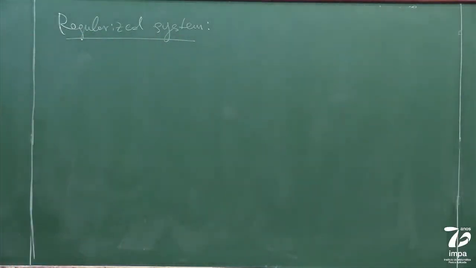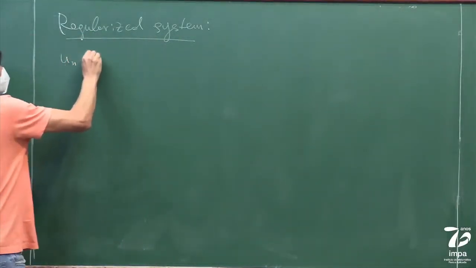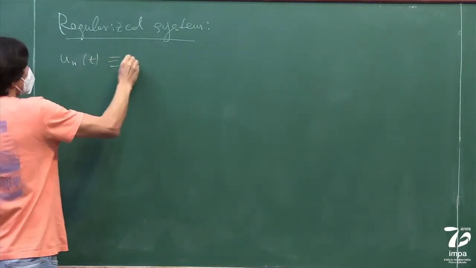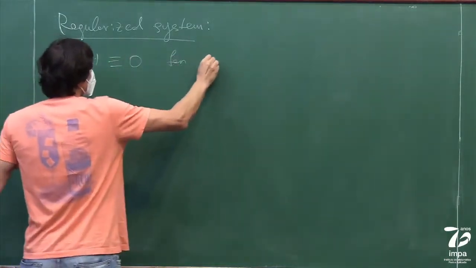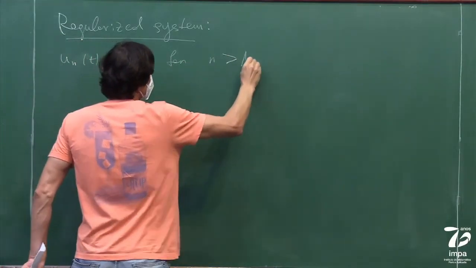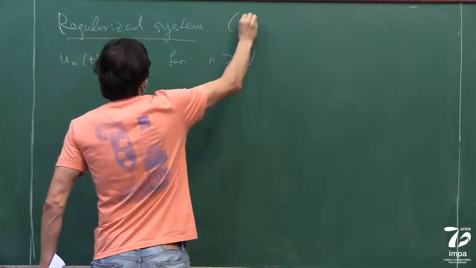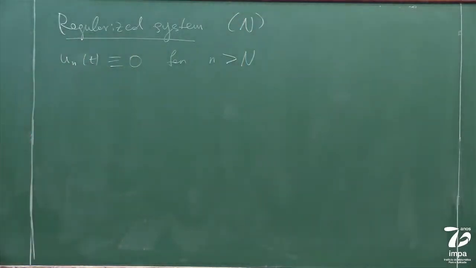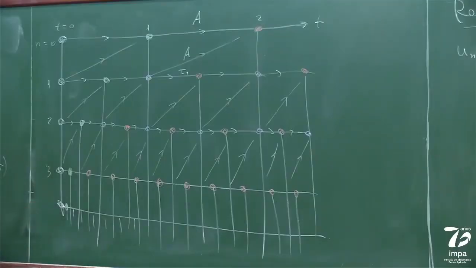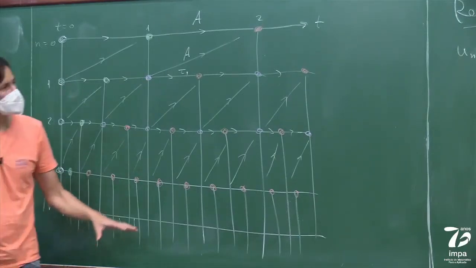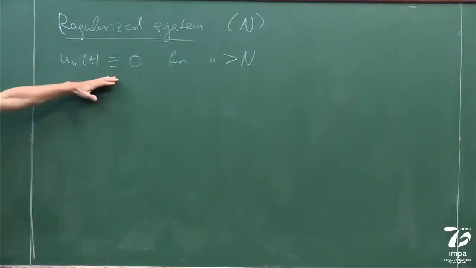The regularized system was introduced by saying that all u_n(t) are identically 0 for n bigger than a certain capital N. So we can call it the capital N regularization. Capital N gives you the scale at which you regularize. So it's like viscosity, like a Kolmogorov scale in turbulence. So we say that capital N is our Kolmogorov scale. Everything at smaller scale is suppressed by viscosity. In our case, the suppression is extreme, so we just put 0.